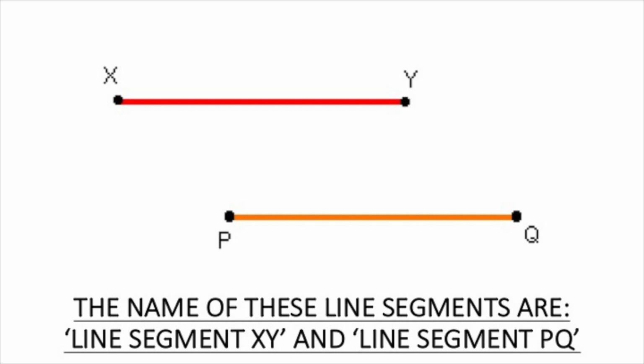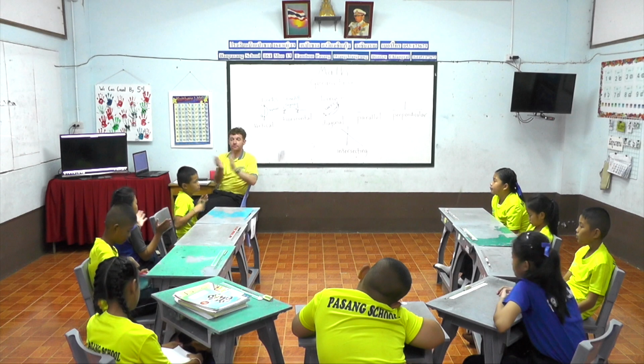The name of these line segments are line segment XY and line segment PQ, or line XY, line PQ for short. Any questions, guys? Okay, that was excellent. Well done.